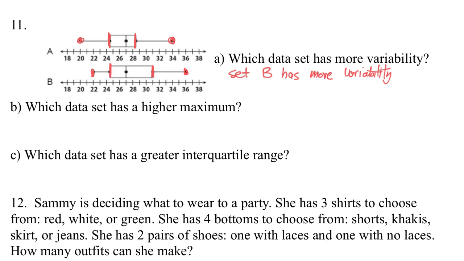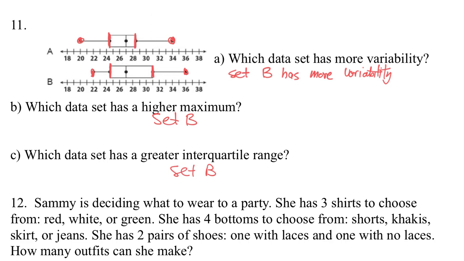Which has a higher maximum? That would be set B, because right here we can see that is the maximum number compared to that maximum number. What has a greater interquartile range? Set B. The interquartile range is how big is the box? The size of this box is smaller than the size of this box. You can just visually see it right there. The interquartile range is the upper quartile minus the lower quartile. So that minus that is going to be a larger number than this number minus this number.